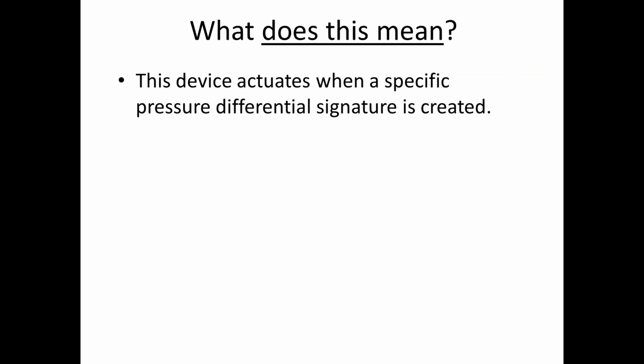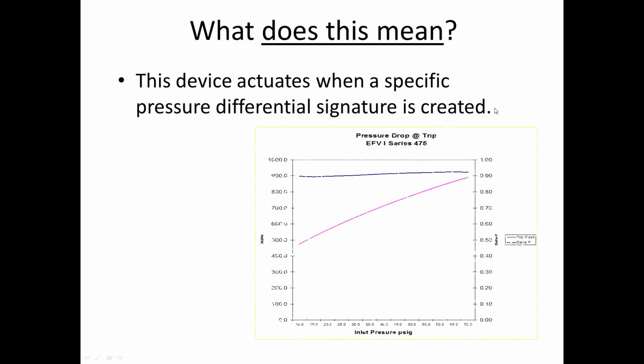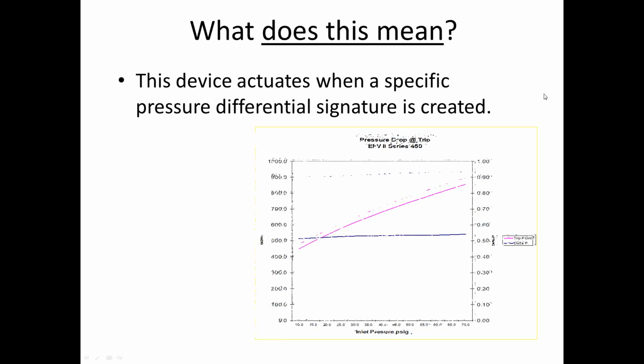So what does this mean? Well, it means the device actuates when a specific pressure differential is created. So as we looked at that pressure signature, really this is a graph that shows the trip point of an excess flow valve. And we said predetermined condition earlier on, meaning that at different pressures, the trip point in standard cubic feet per hour, that device is going to change at different inlet pressures. But you can see that the pressure differential really remains constant, and that's true for different sizes of excess flow valves, whether it be large or small.